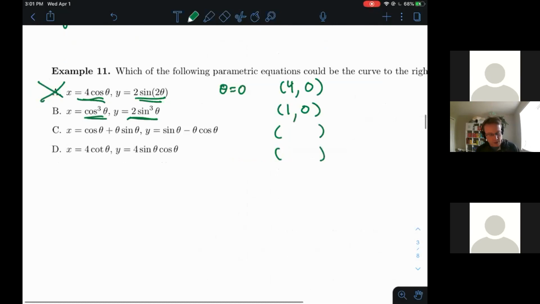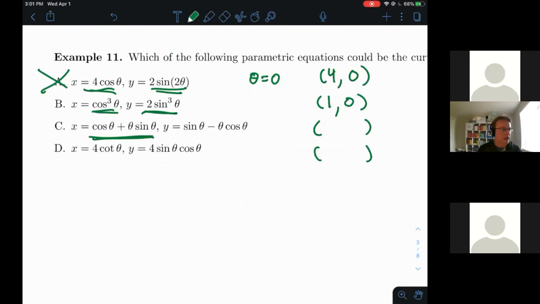How about C? Again, I'm plugging in theta equals 0 into all of these. Cosine of 0 is 1, plus 0 times who cares, we just get 0 there. So it's 1 plus 0 equals 1. For the y equation, if I plug in theta equals 0, sine of 0 is 0, and theta is equal to 0, so 0 times anything is 0. So 1, 0. We already saw 1, 0 is on the curve, so that's a perfectly fine guess here.